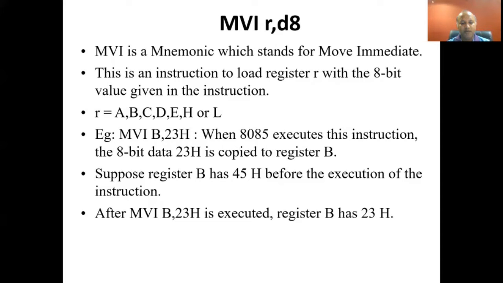Now suppose register B has 45H before the execution of the instruction. So after MVI B, 23H is executed, register B has 23H now. So the value of register B has been changed from 45H to 23H after the execution of this instruction MVI B, 23H.